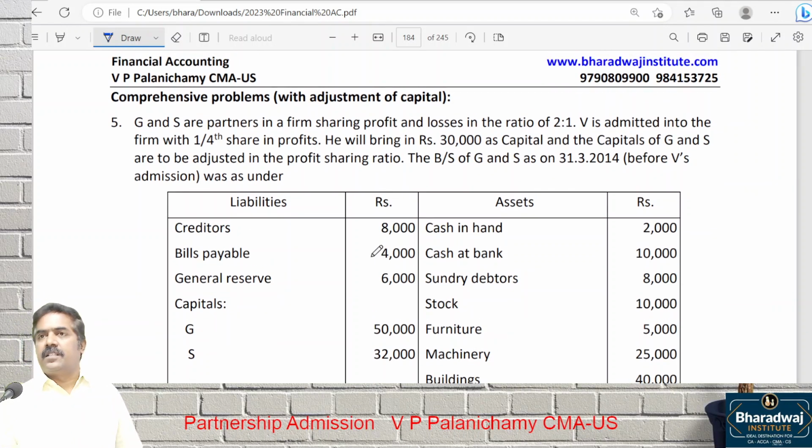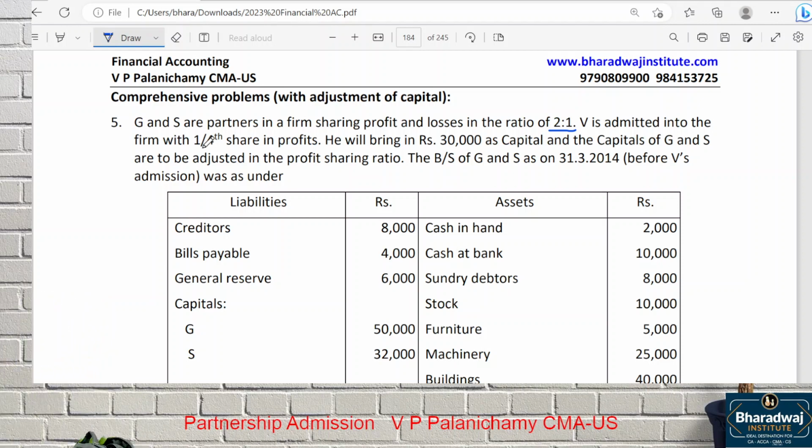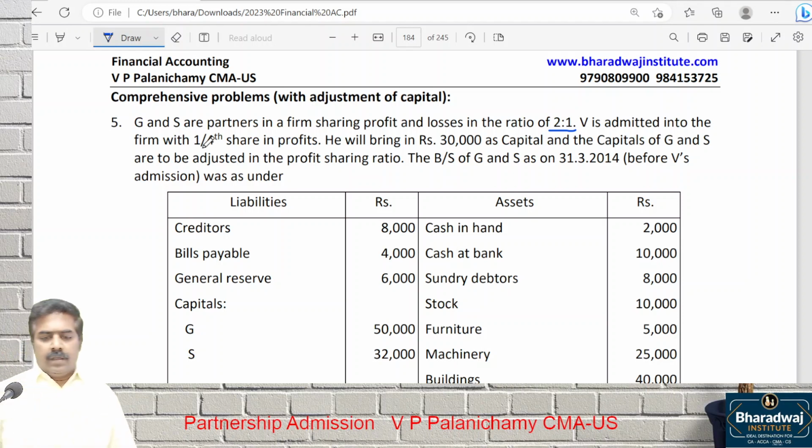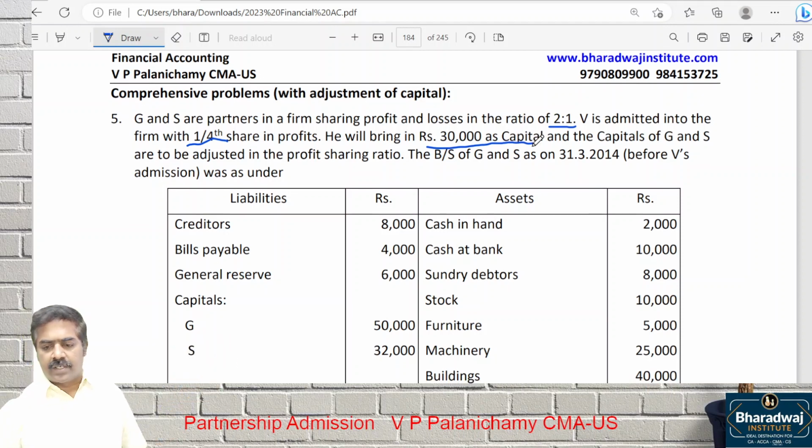G and S are partners sharing profits and loss in which ratio? 2:1 ratio. V is admitted for how much share of profit? 1/4 share of profit. Please read the question. One-fourth share of profit. He will bring how much? 30,000 as capital. Read the question fully.